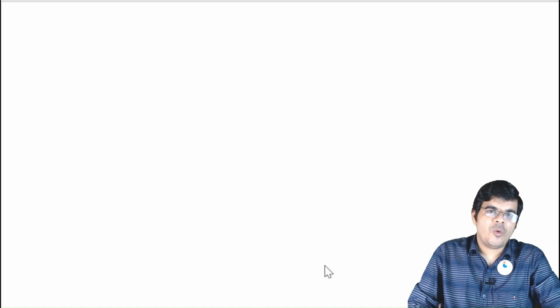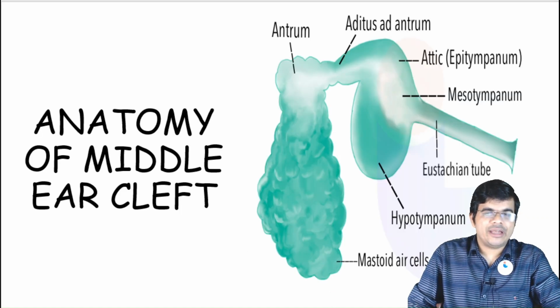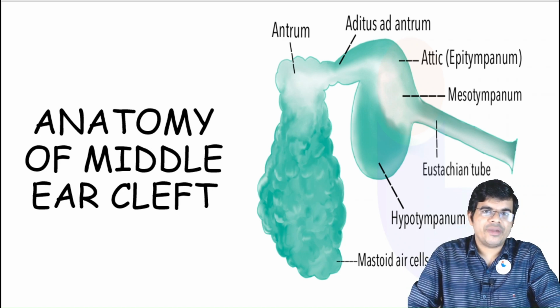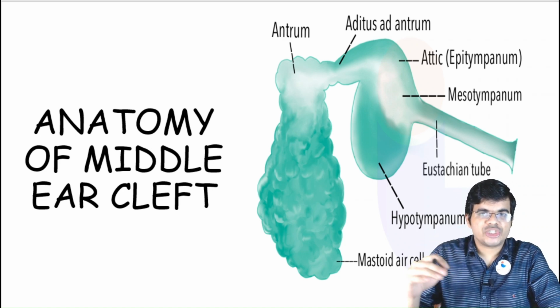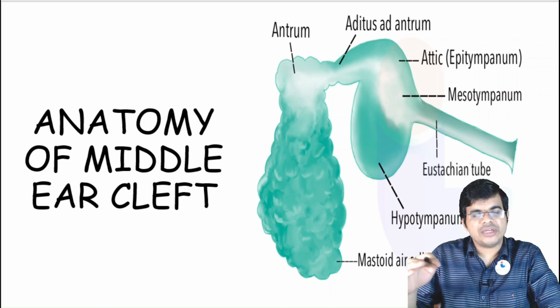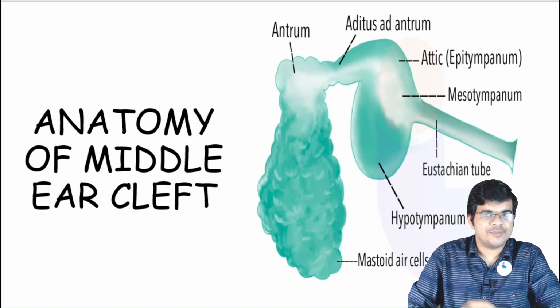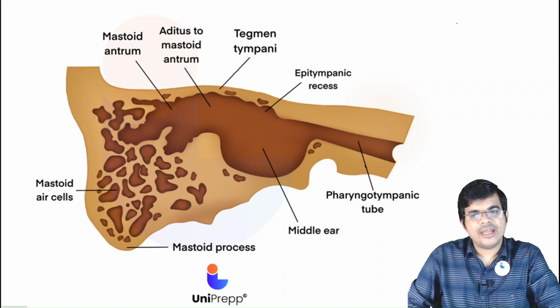Okay, now first of all, what do you mean by mid layer cleft? Mid layer cleft is not just the mid layer alone. Mid layer cleft means the eustachian tube, the mid layer, the aditus, the mastoid antrum as well as the rest of the mastoid air cell system. So this whole thing is what is meant by the mid layer cleft.